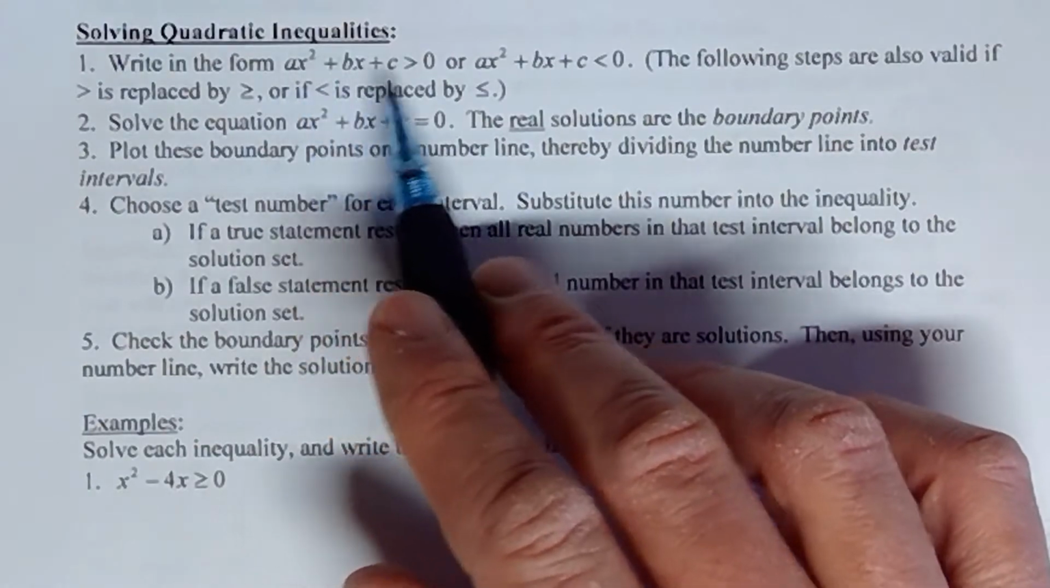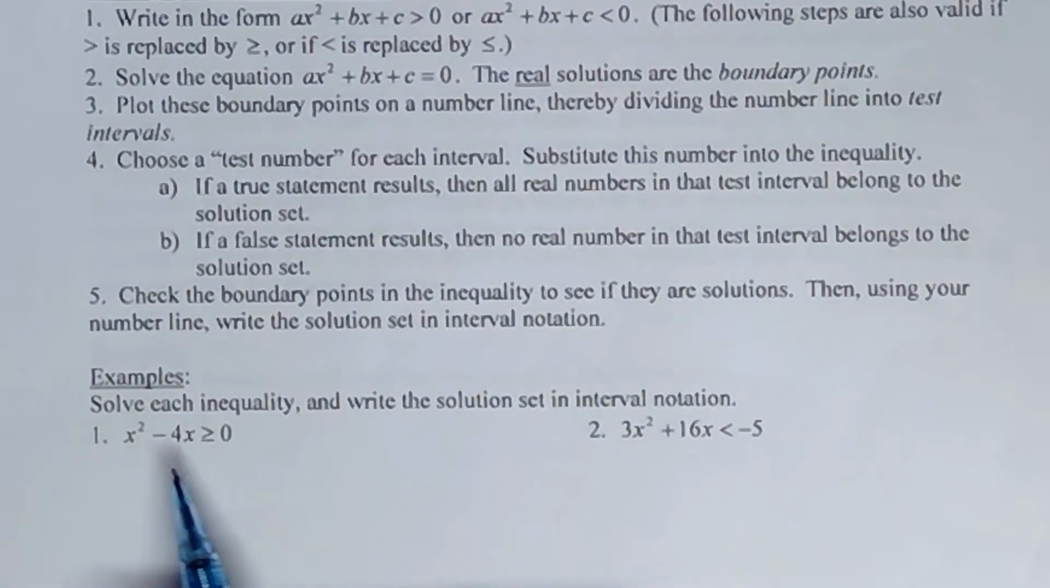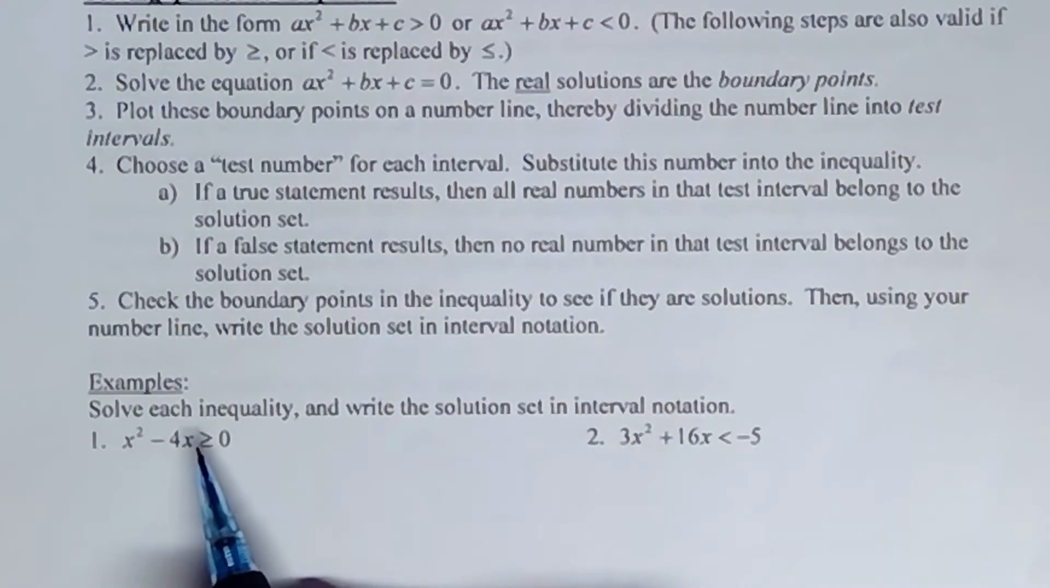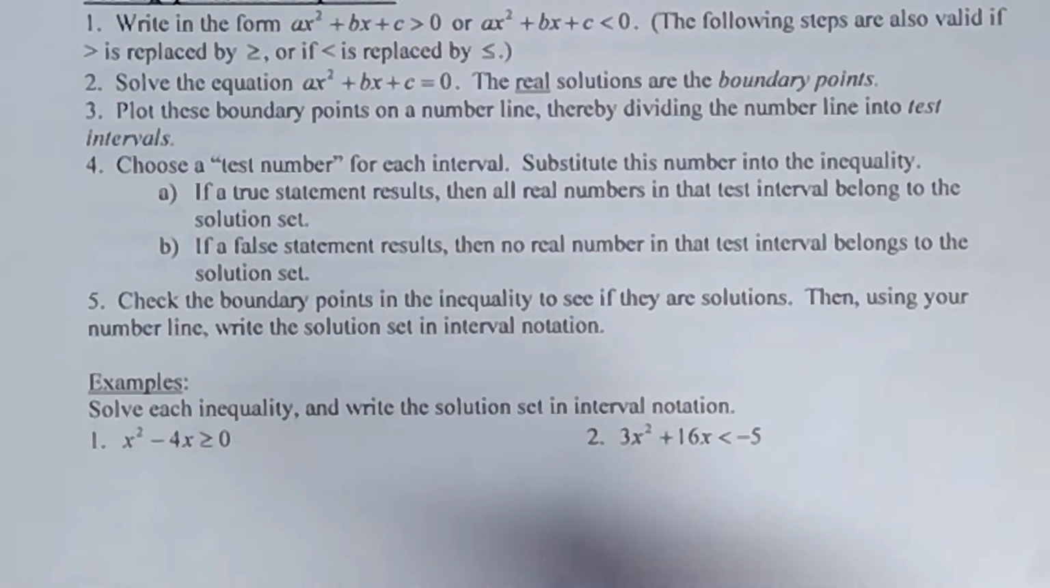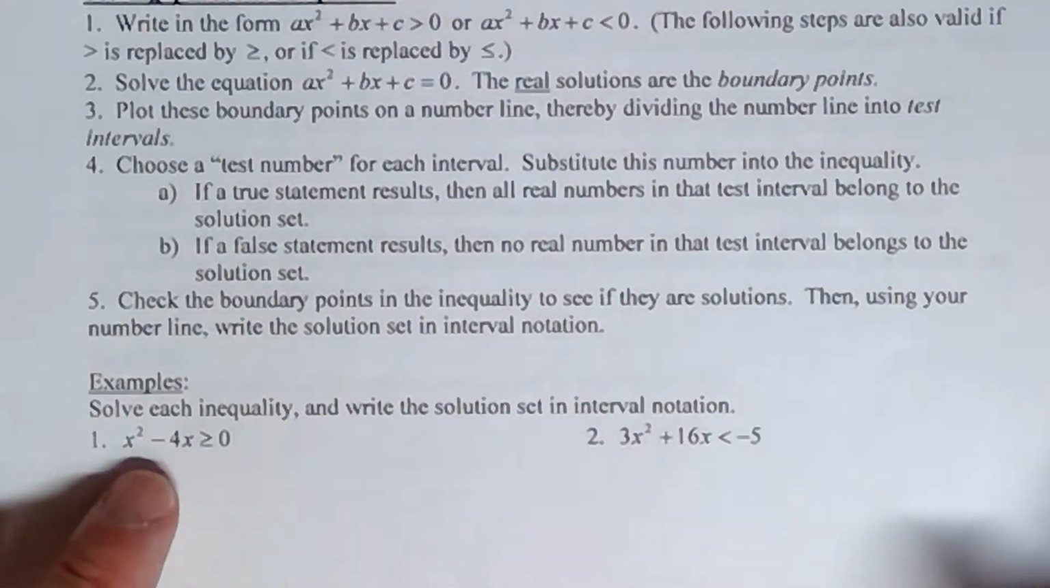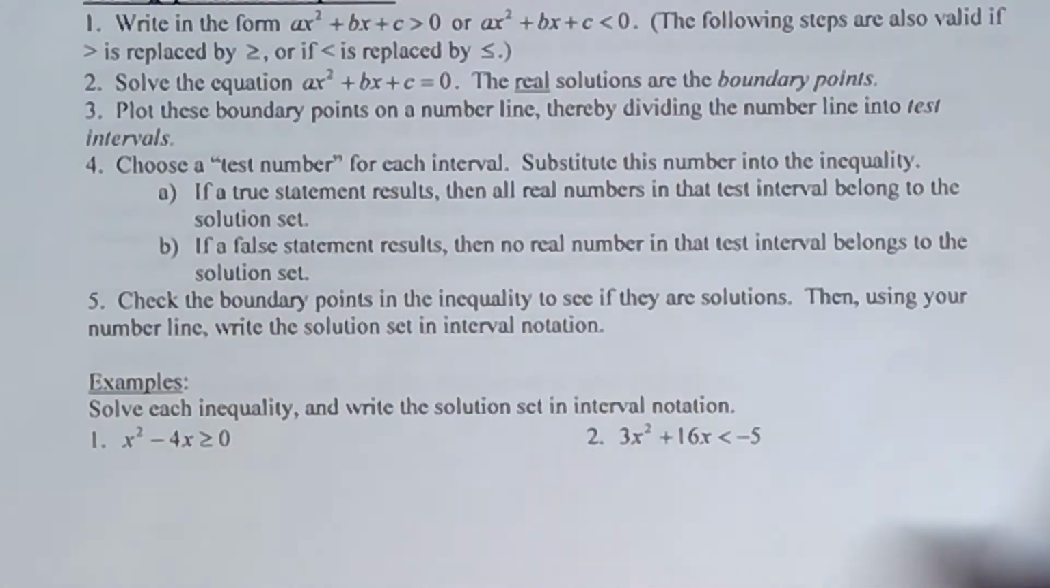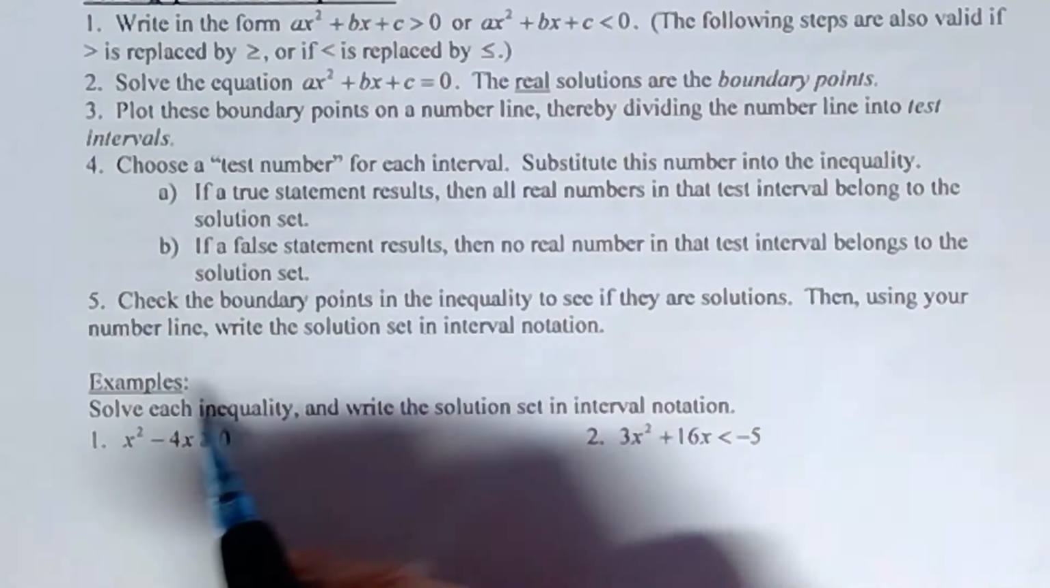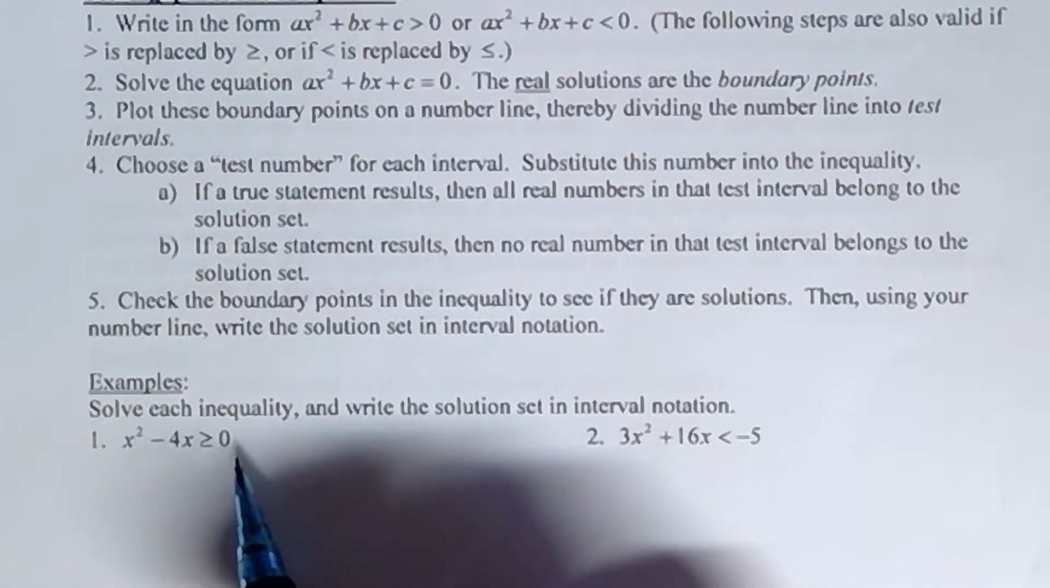Won't always have all three of these terms. You can see here in this first example, we just have the x squared term and the x term. We don't have the term that doesn't have the variable in it. That's okay. It's still quadratic because of the x squared. But we do need to get all those terms on one side. That's already done here, as you can see. The 0 is on one side.